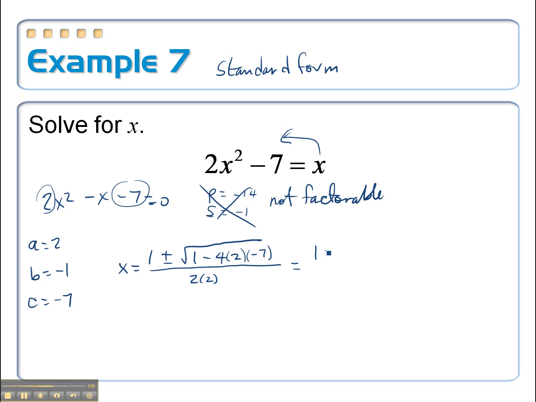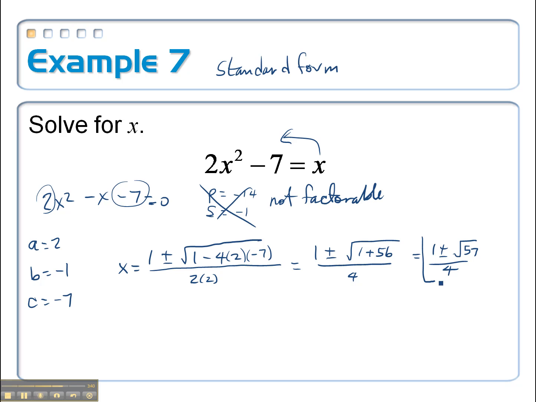Up top still 1 plus or minus under the square root. Let's do this product right here. I'd have negative 4 times 2 is negative 8. Negative 8 times negative 7 is negative 56. So 1 plus 56, positive 56, all over 4. And I just have to combine those two. 1 plus or minus square root 57, all divided by 4.